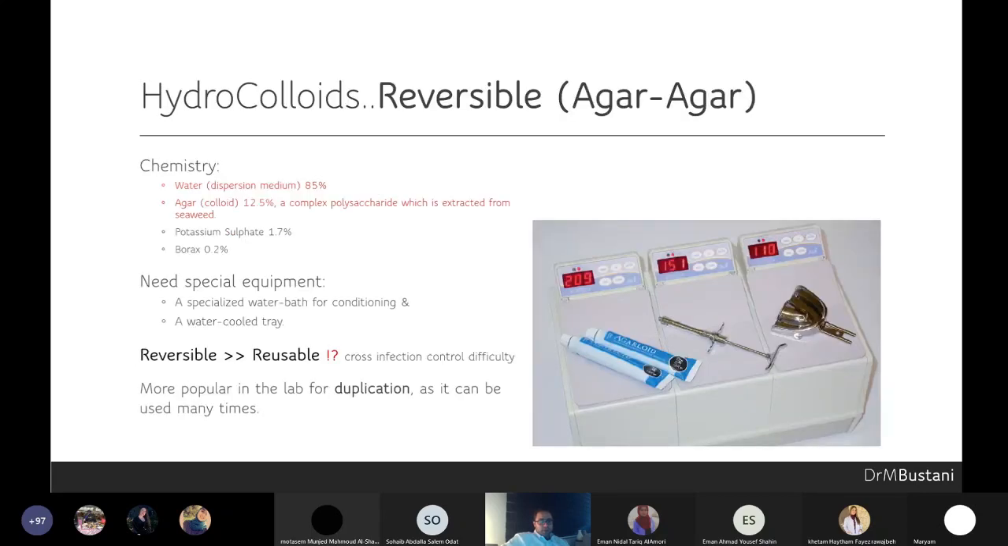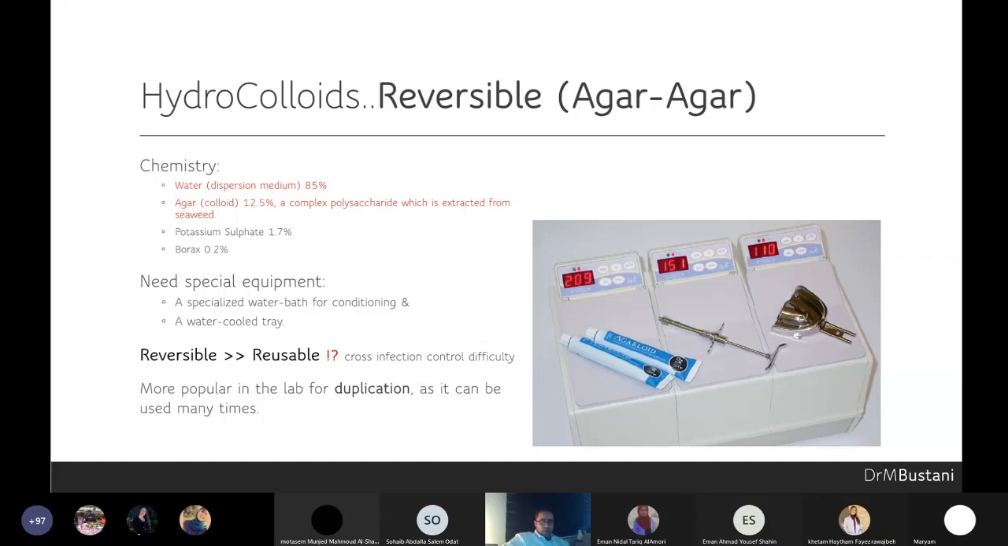Agar is extracted from seaweed. The material is made of 85% water, along with just about 12.5% colloid or agar, then potassium sulfate as an accelerator for the reaction, and borax as a retarder of the reaction. Okay, same as the one that's added to the impression plaster.